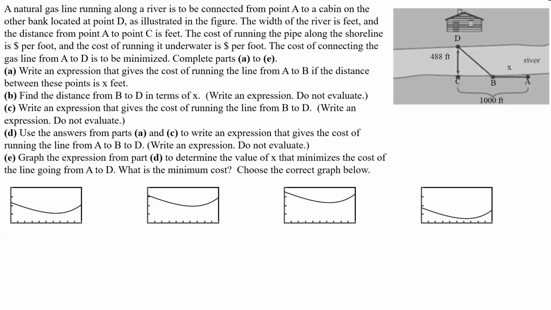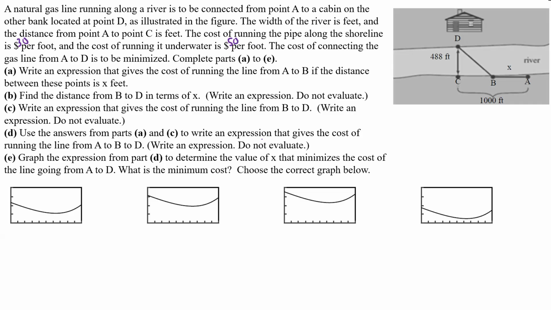Okay, so now we have all these. It says write an expression that gives the cost of running from A to B if the distance between these points x is fixed. All right, so that's going to be a key here. One thing they forgot to put is the dollar amounts. The cost of running along the shoreline is actually $30 per foot, and this one here is actually 50. I had to look that up because they forgot to give us what those values were.